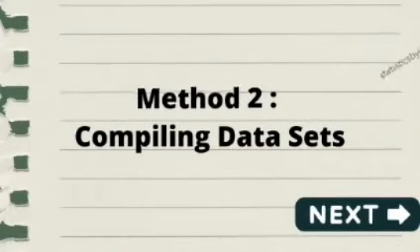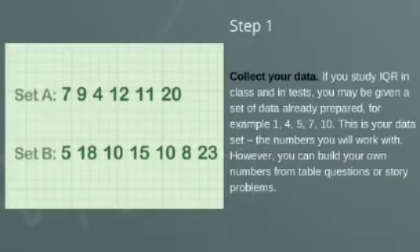Method number 2 is compiling the data sets. Step 1. Collect your data. If you study IQR in class and in a test, you may be given a set of data already prepared. For example, 1, 4, 5, 7, and 10. This is your data set, the numbers you will work with. However, you can build your own numbers from a table, question or story problem.